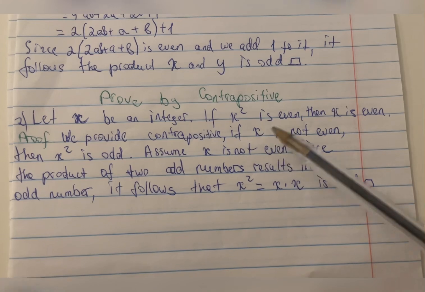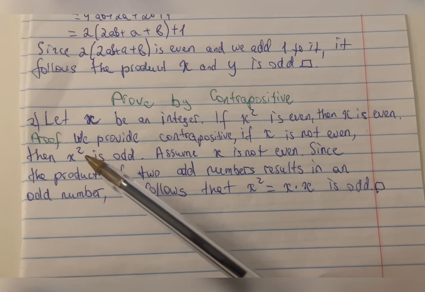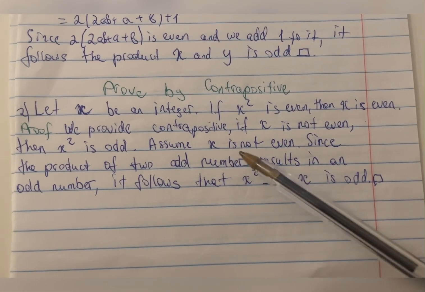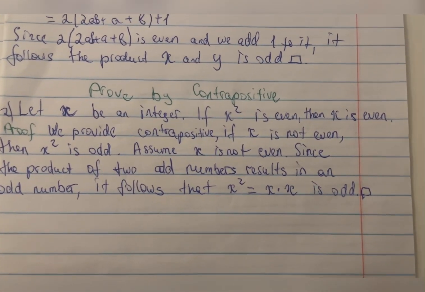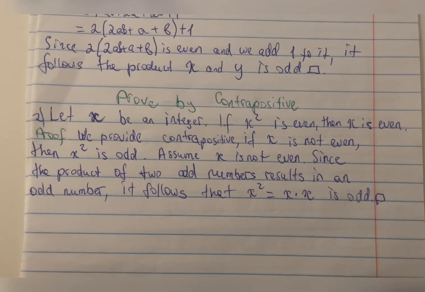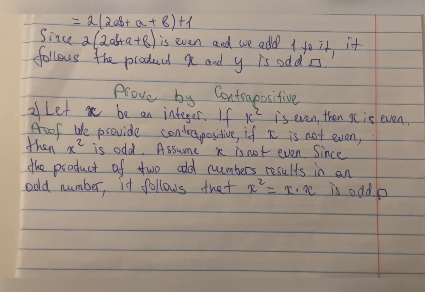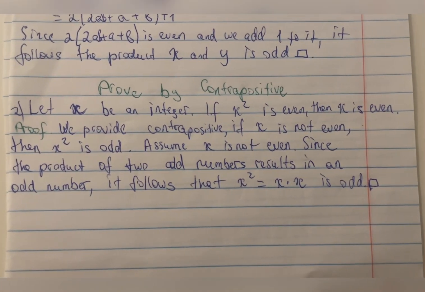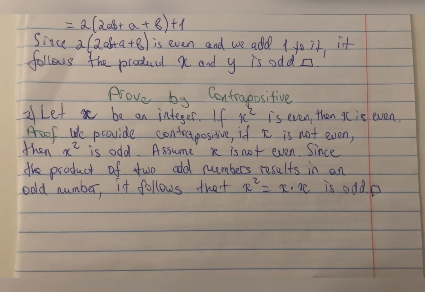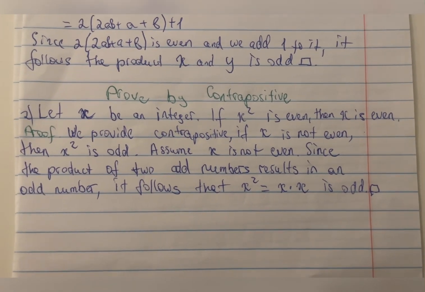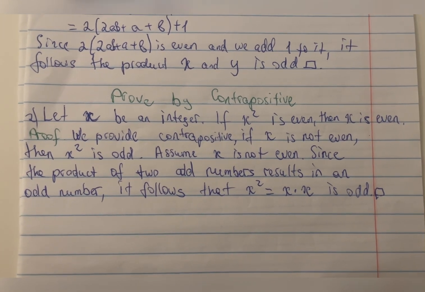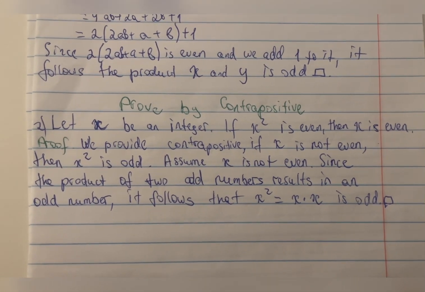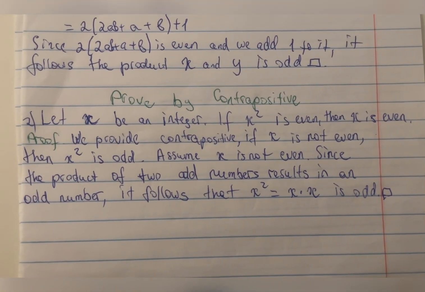Let's say, for example, x is not even, then x squared is odd, right? Assume x is not even. Since the product of two odd numbers results in an odd number, it follows that x squared equals x times x is odd. We have proved it through contrapositive. Basically, if not B, then not A, and we proved that if x is odd, then x squared is odd. I hope you understand it.